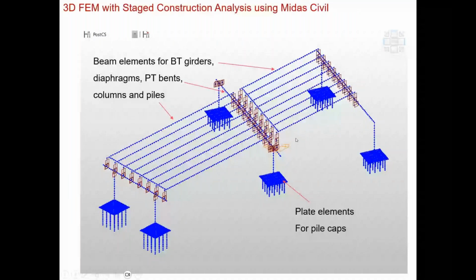So I'm going to jump to the Midas model really quickly. So that's a 3D finite element model that we built with Midas Civil to basically analyze this bent. And you can see all the spans, or the two spans, are entirely modeled here using beam elements for the bulb T girders on the two sides, and of course beam elements for the post-tension bends here. And on this bent, we used plate elements for the pile caps and frame elements for the piles.